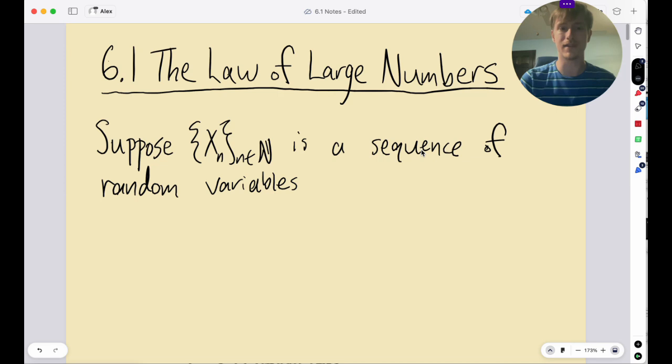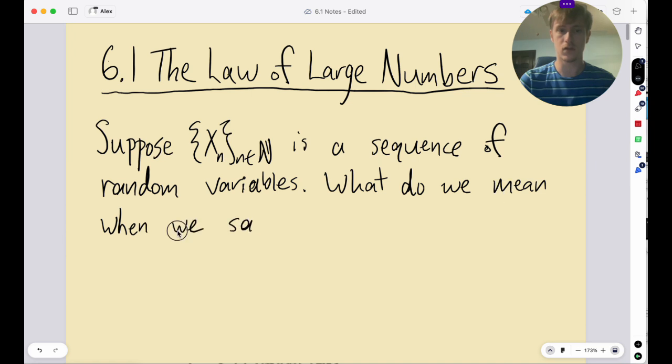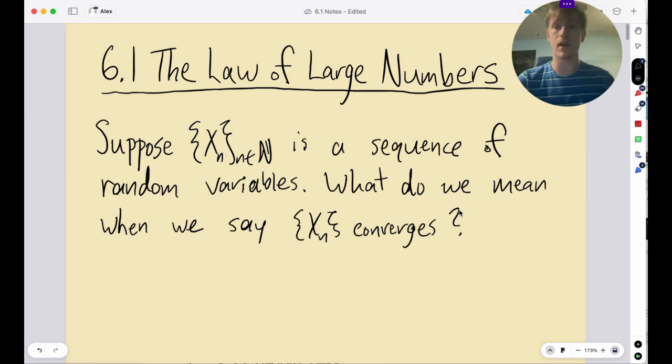And what do you do when you have a sequence of things? Well, you probably want to see if it converges to some limit. Okay, so the question that we're going to answer today is, what do we mean when we say that that sequence converges? This is not a dumb question at all.